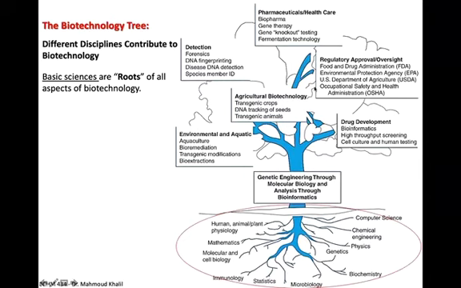So what does biotechnology have, and what are the major trunks that form the big tree of biotechnology? You need to understand that different disciplines contribute to biotechnology, and any scientist who wants to work in biotechnology needs to understand a bit of each of these trunks. The basic sciences, what you are taking in college, are called basic sciences. These basic sciences represent the roots to understand biotechnology.